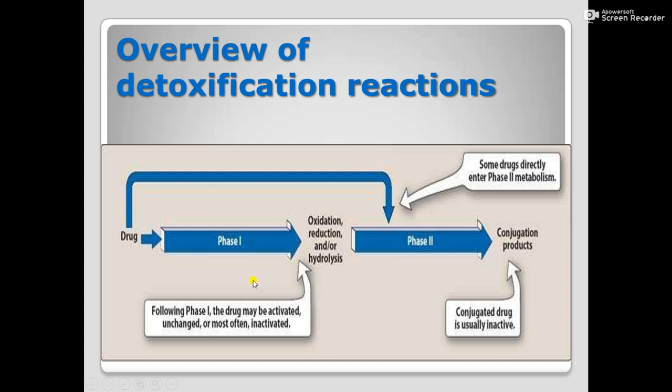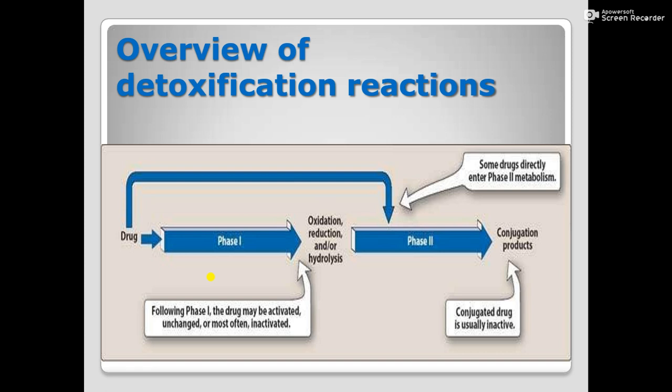So you can see here, this is a drug, and this drug will be metabolized in 2 phases. One is phase 1 and the second one is phase 2. So what will occur in phase 1 reaction? In phase 1 reaction, we have already discussed that there will be oxidation reaction, reduction reaction, and as well as hydrolysis.